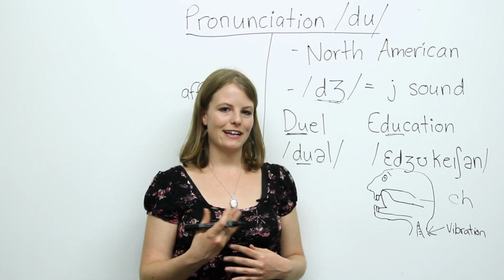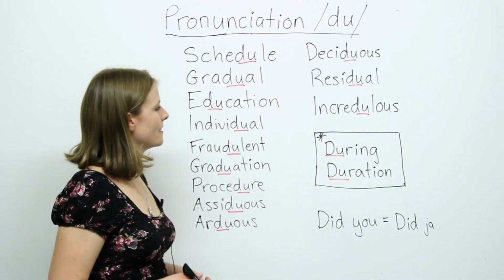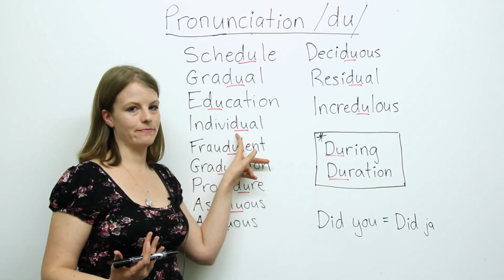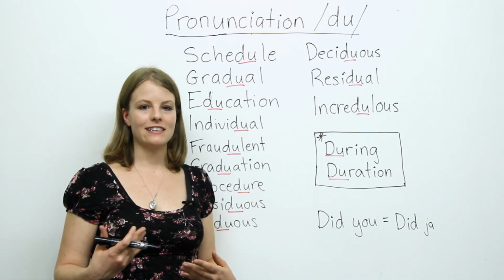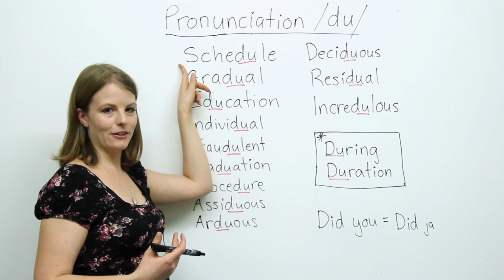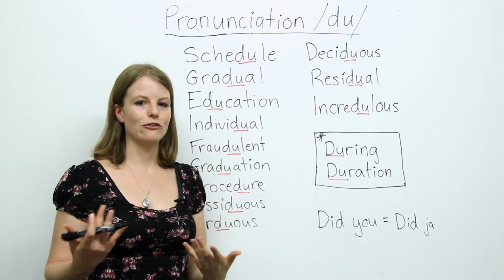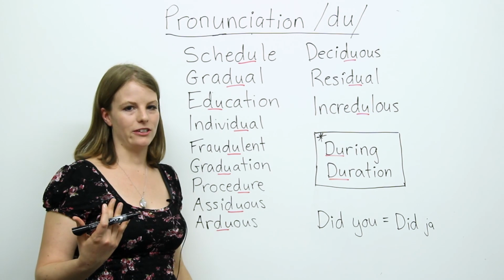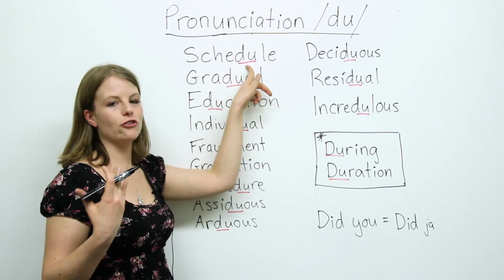Okay, so now we are going to look at different words that have this J sound. So I have here a list of words that have the J sound spelt like DU. Okay, so what we're going to do is we're going to go through each word, and I want you to pronounce it after me. The first word is schedule. Okay, and again, this is North American pronunciation. So maybe in Britain you'd hear something like schedule. I could be saying that wrong. I'm not British, but in North American it's schedule. Okay? So say that, schedule. And try to focus on the J sound.